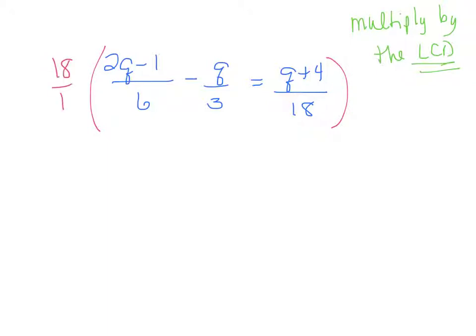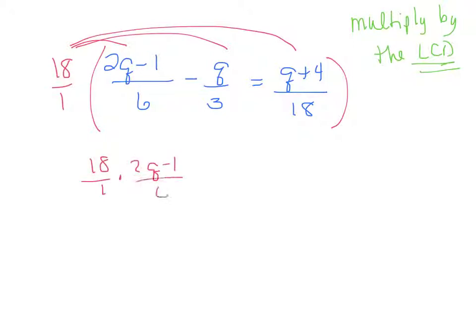It's going to be 18. Remember, 18 is on top, 18 over 1. We're going to multiply everything by 18. So what you get is 18 over 1 times 2q minus 1 over 6, minus 18 over 1 times q over 3, equals 18 over 1 times q plus 4 over 18. Now, this is going to be a step I hope you can skip at some point. But what you need to see is, before you ever multiply fractions, you should be reducing your fractions.